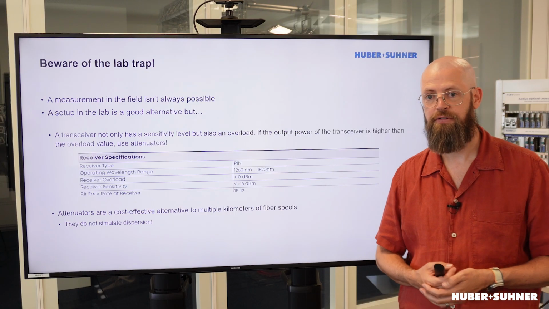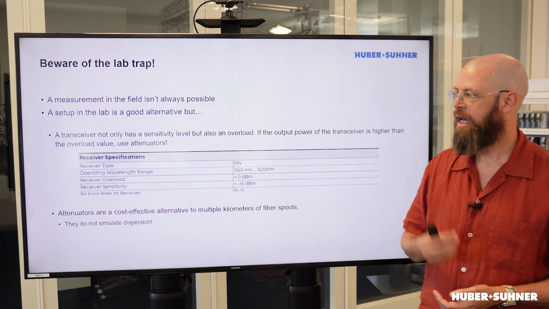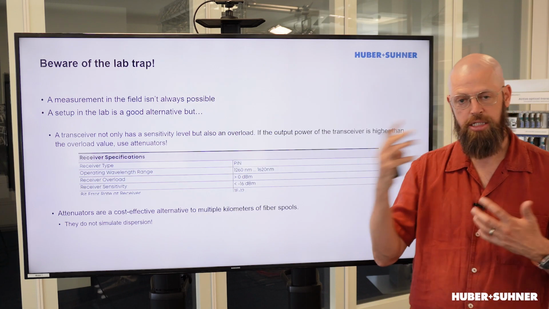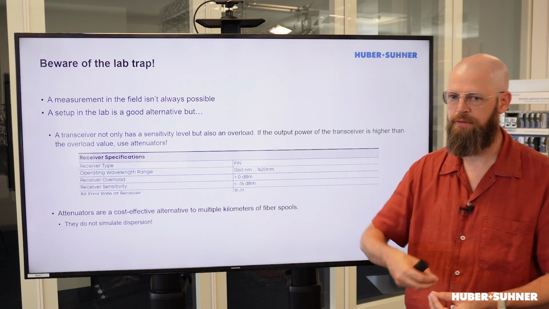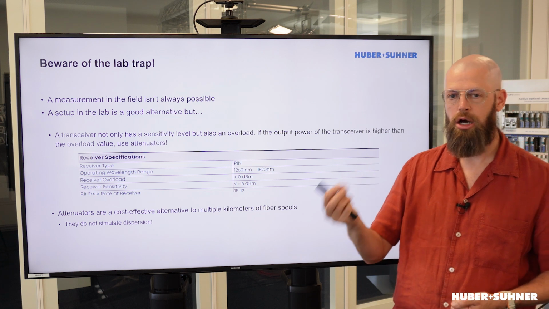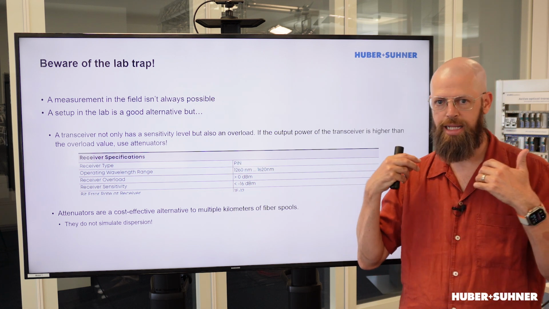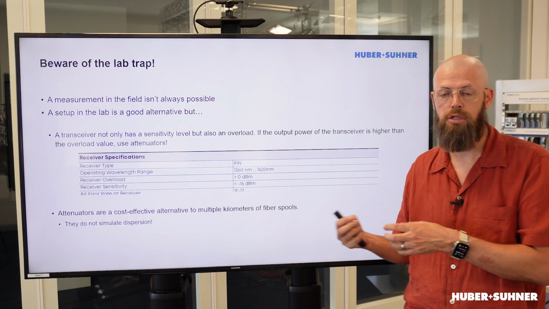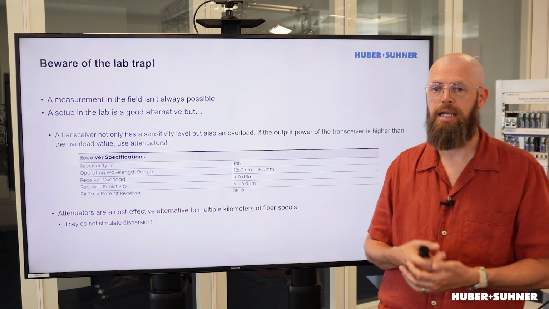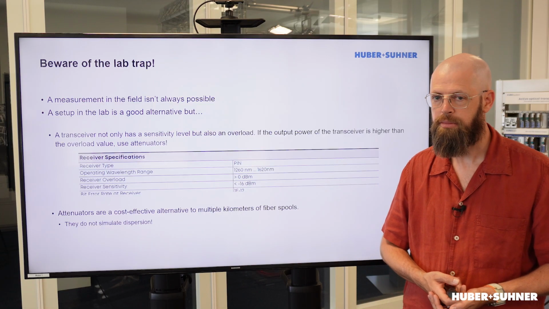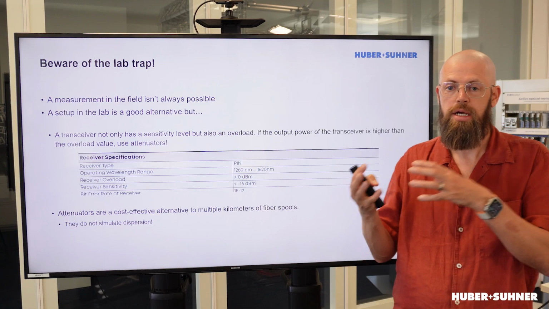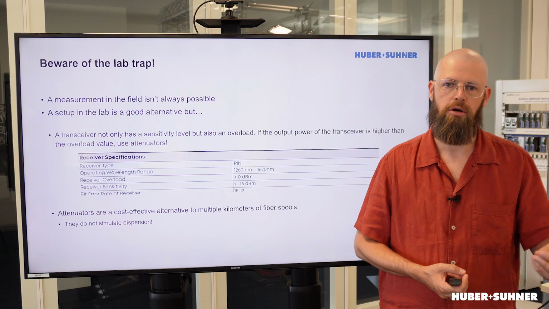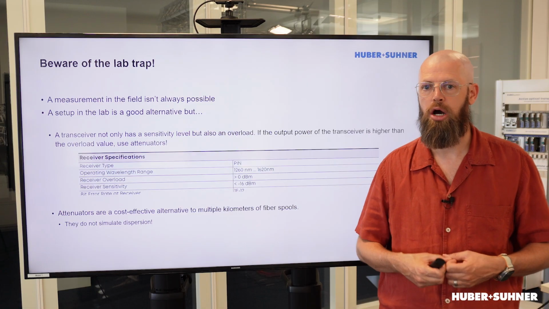There are two main pitfalls when doing such a measurement in the lab, and the biggest one is the so-called overload level of the transceiver. The transceiver doesn't only have a sensitivity level but also an overload level. If you put a light signal into the transceiver that is higher than the overload level, then you will not only see errors, but you can literally damage the receiver. There are a lot of transceivers out there, especially for longer distances, where the output power of the transceiver exceeds the overload level.